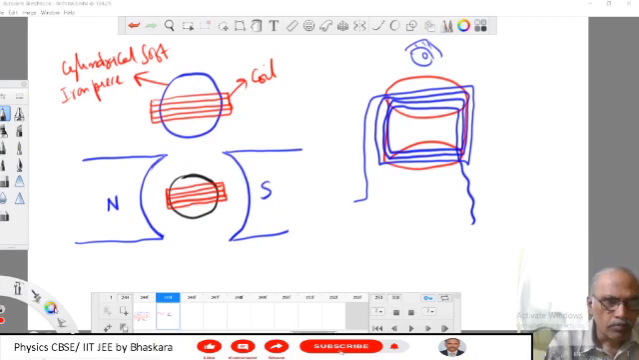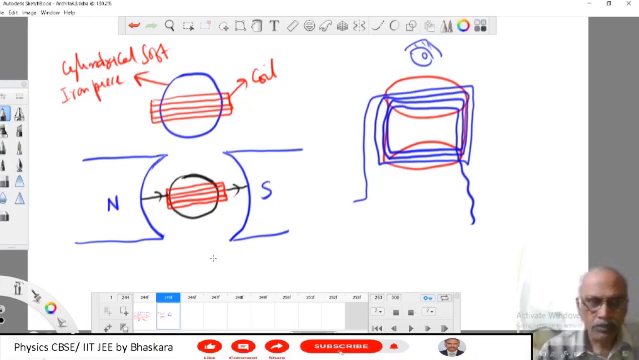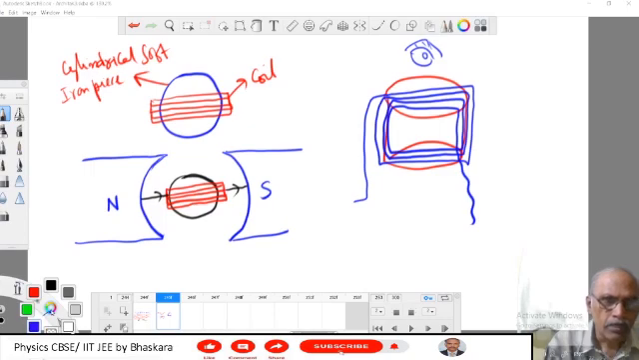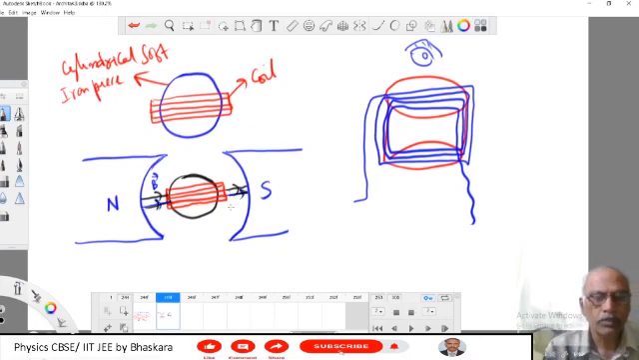Now the magnetic field lines go from north to south. What is the advantage of this? Even if the coil is rotated from that position, for any position of the coil, the magnetic field lines are parallel to the plane of the coil. Magnetic lines parallel to the plane means the perpendicular drawn to the plane of the coil makes 90 degrees. So even if the coil rotates, the magnetic lines are always parallel to the plane of the coil.